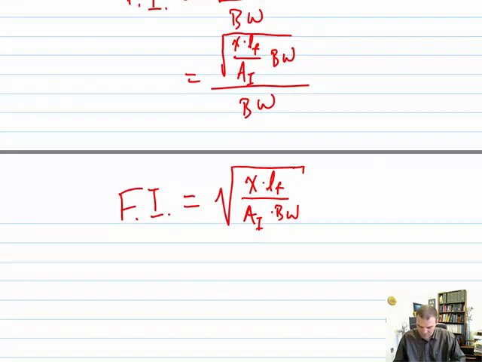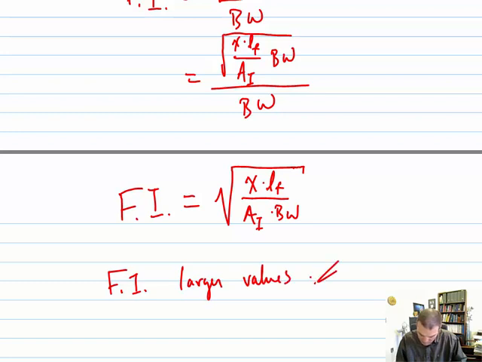Alright, this is a nice result here. So formation index, in our particular case here, for formation index, larger values mean more variability.